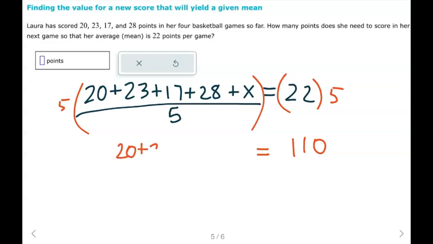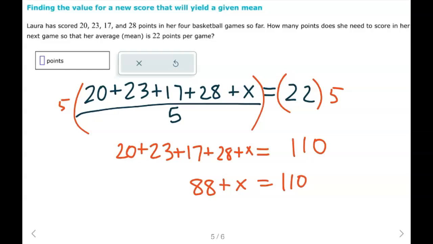And then we'll combine the 20, 23, 17, all that together. Let's see, 23 and 17 is 40, plus 20 is 60, plus 28 is 88. And so subtract 88 from each side, and you get 22. So if she scored 22 points in the 5th game, then she would have an average of 22 points per game. All right, so hopefully these videos are helping you make progress on your ALEKS learning path.